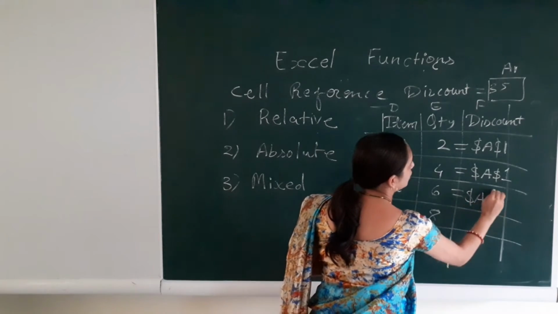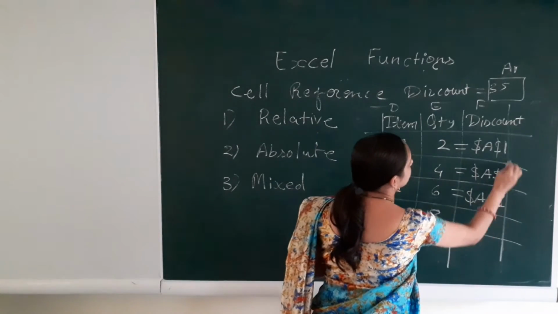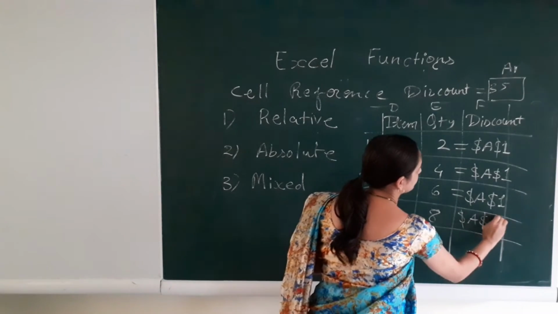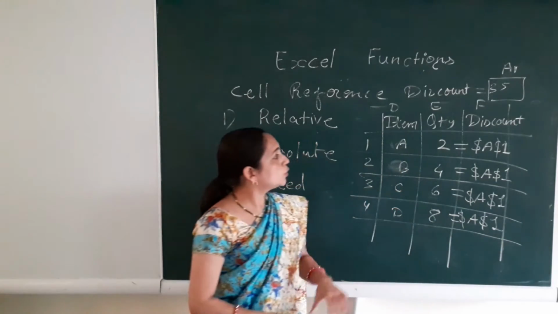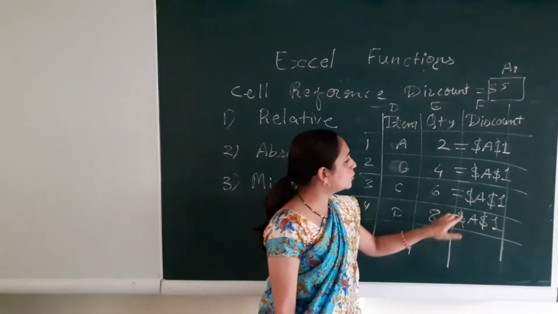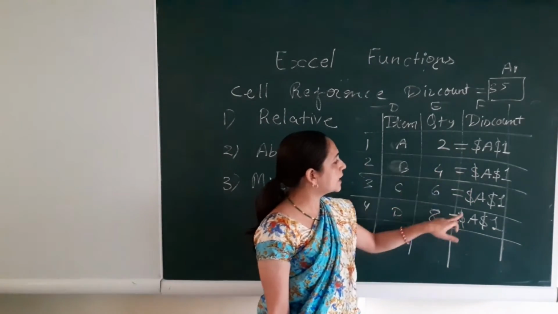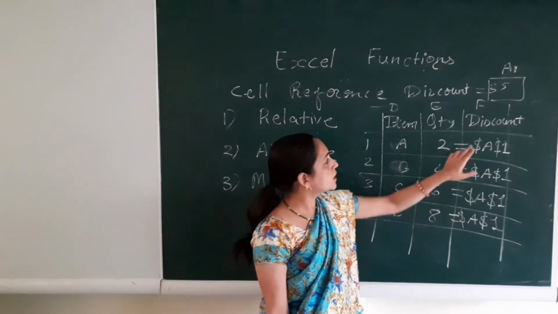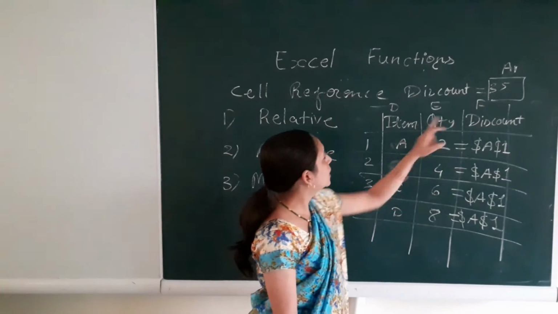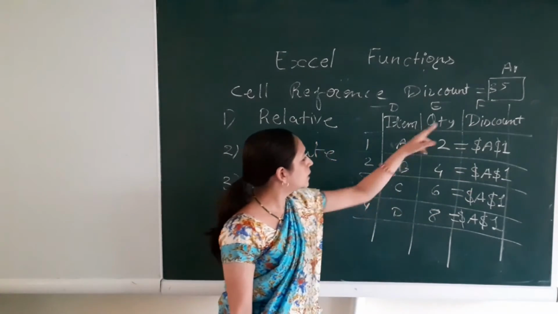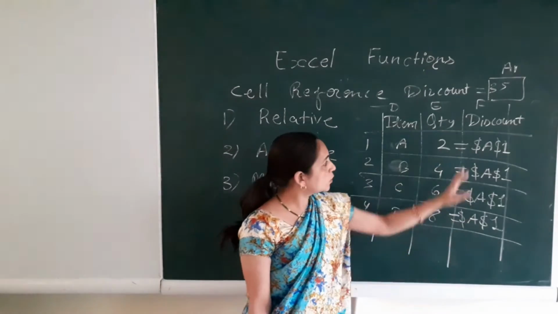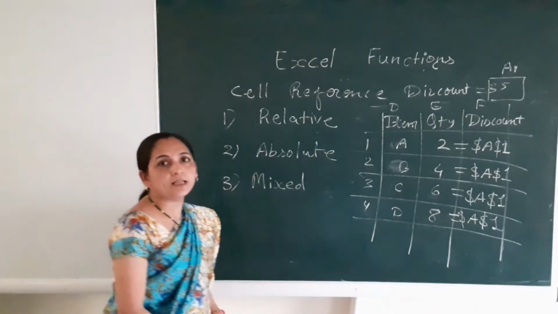So you will use absolute cell reference where you want your formula to remain the same even if the cell is changing. See here my cell was F1 but the formula is the same. Here F2 but the formula is the same. This is F3 but the formula is the same. Means I don't want to change my cell. So there you will use absolute cell reference.